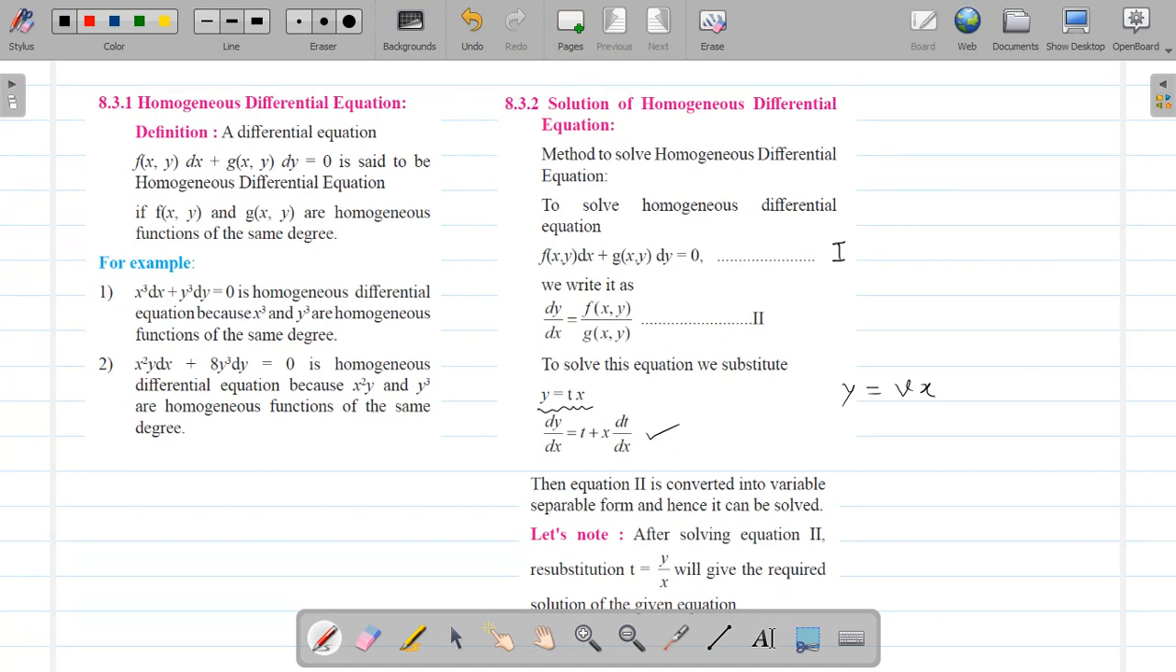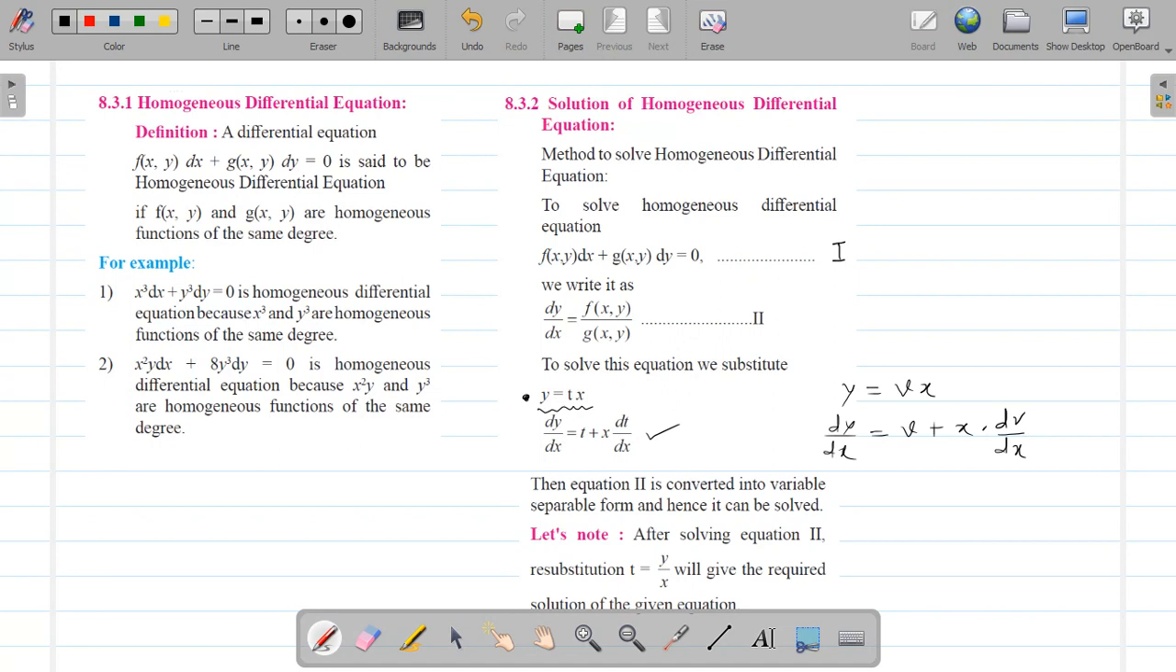So the important point is that we substitute y is equal to tx, or y is equal to vx. Then differentiating with respect to x, you get dy by dx is equal to v plus x into dv by dx. How do you get this derivative? By the u into v rule: keep v as it is, into the derivative of x, which is 1, plus keep x as it is, into the derivative of v, which is dv by dx. Then you substitute this in equation number 2.